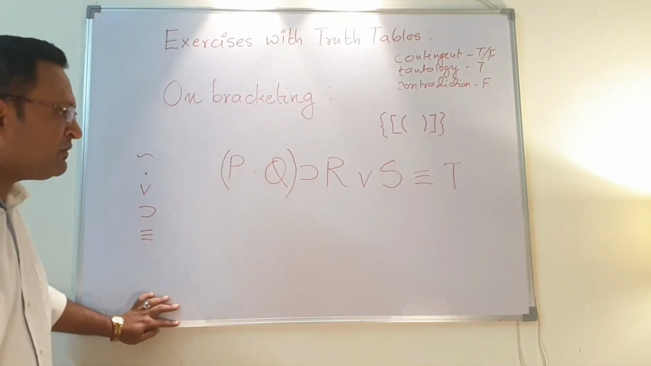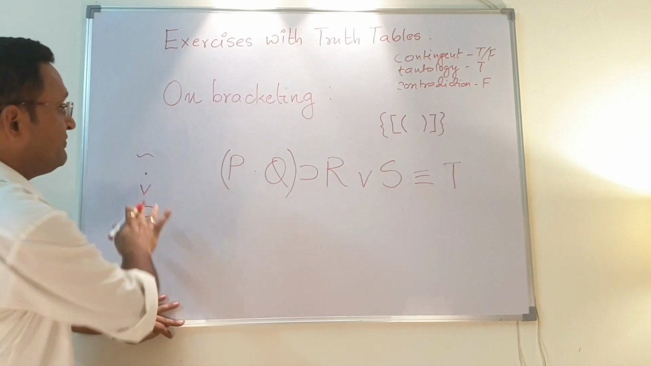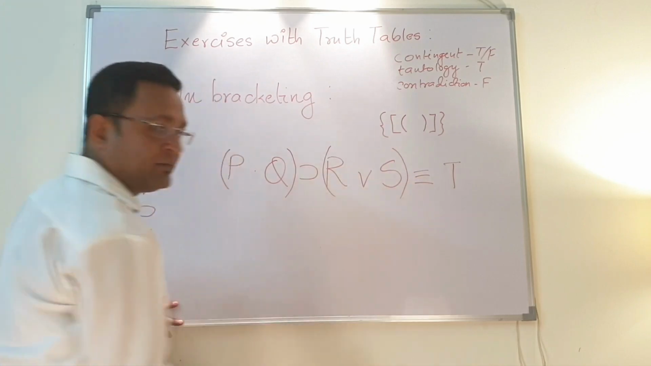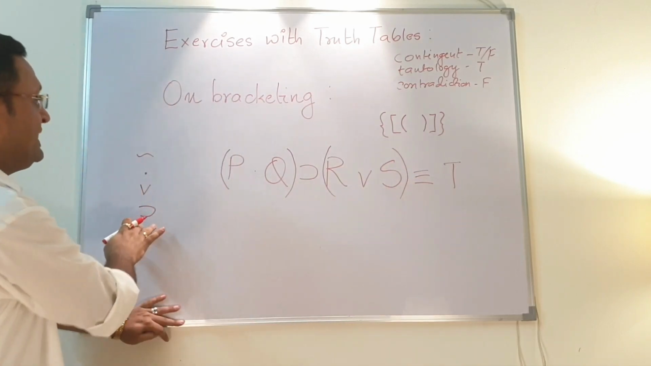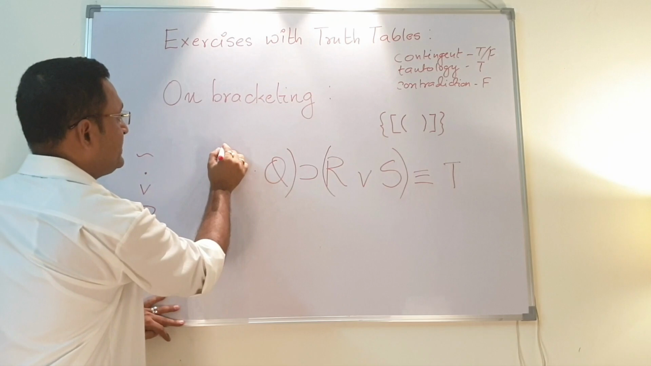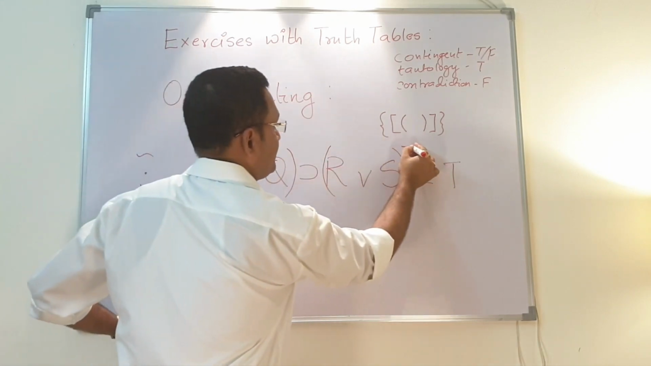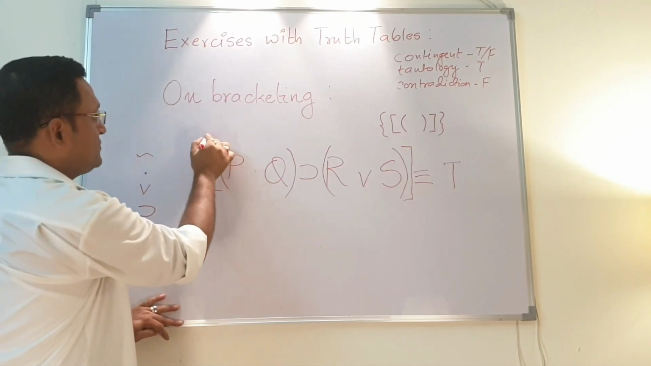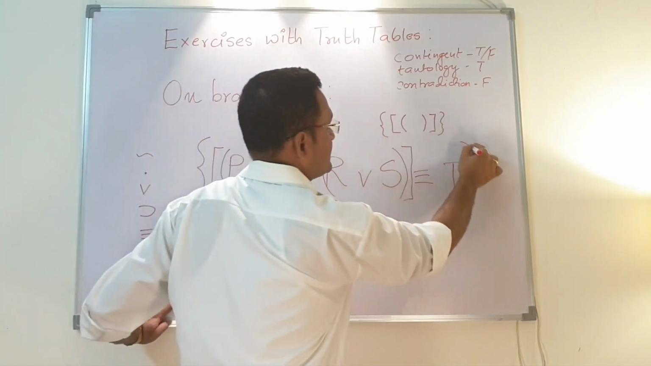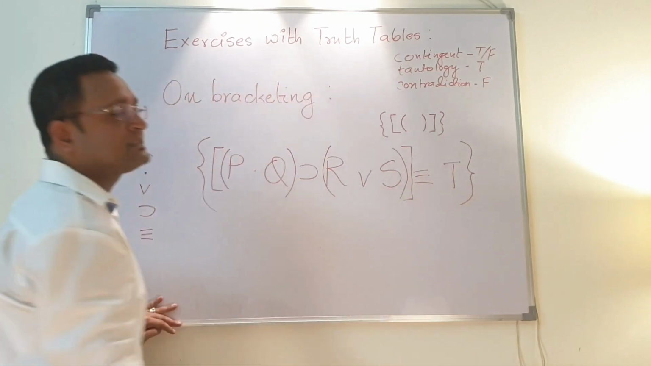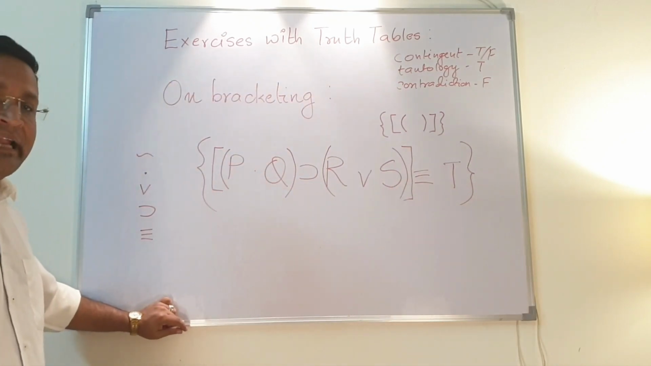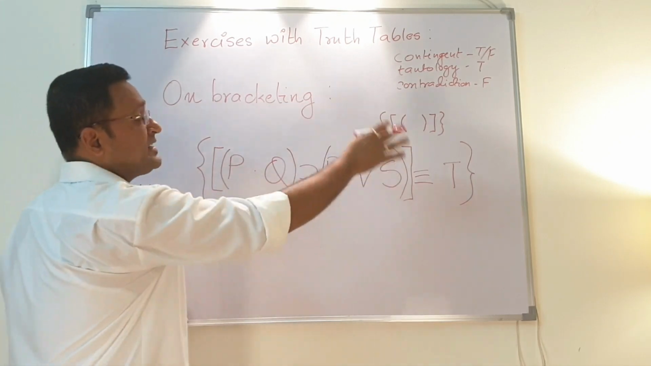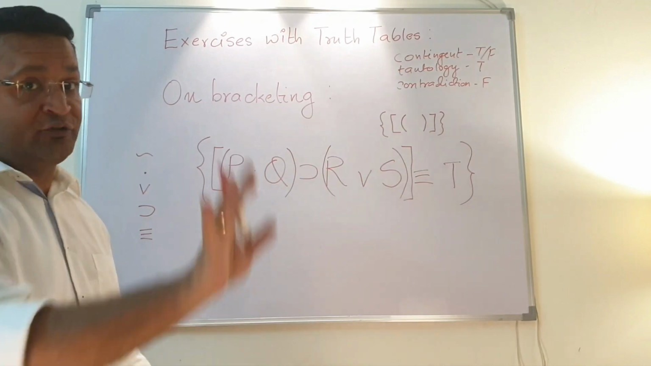Now you see that there is a wedge, so you need to put a bracket here. Then there is an implication here, so you put a bracket here. And then there is equivalence. If you make the brackets like this, the expression has now been made unambiguous. Now how will you calculate its value? With P, Q, R, S, T, the table will be of 32 rows.